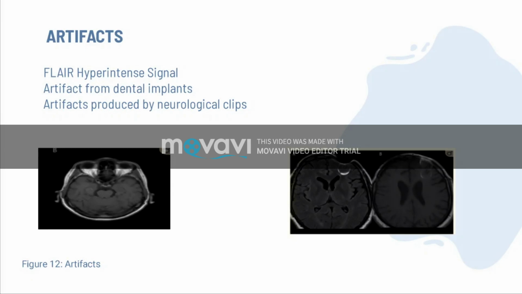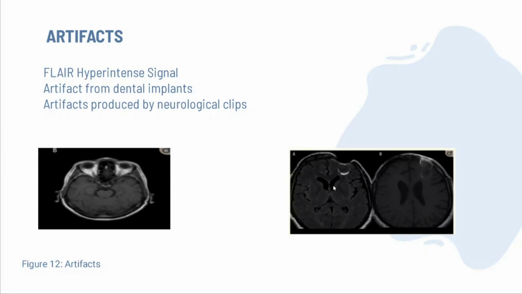For the images on this slide, on the left, we have an image of a dental appliance in the right temporal lobe, and on the right, we have an image of a neurosurgical clip right at the top right corner of the brain.